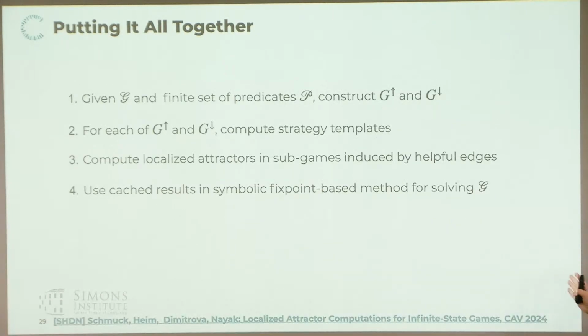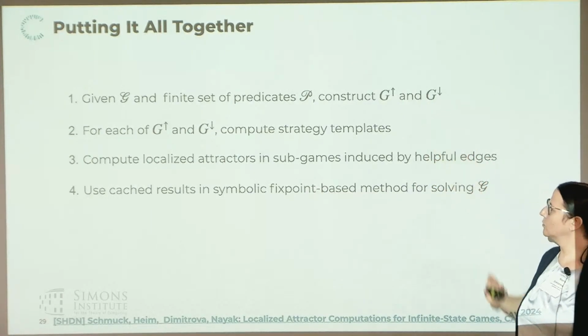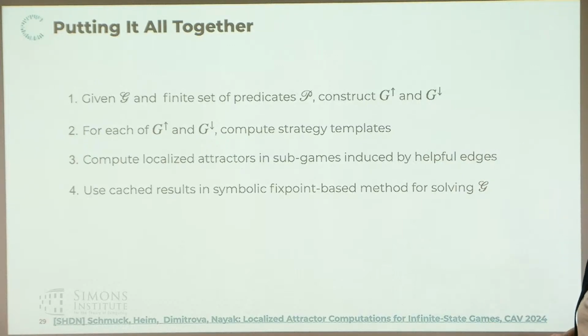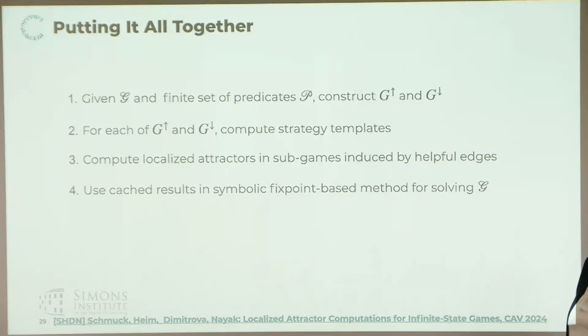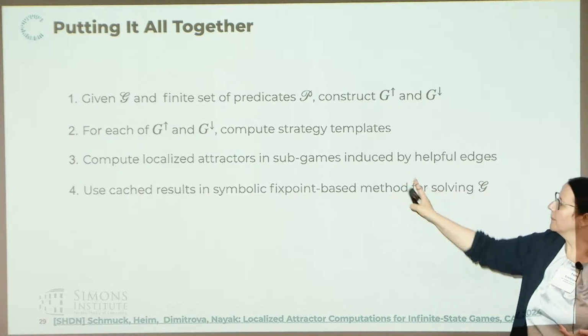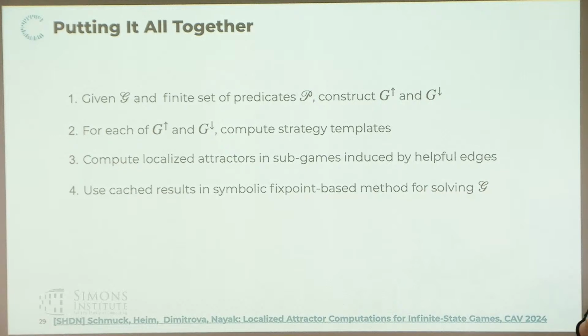Now, to put it all together, given a game and a finite set of predicates, we construct these two abstractions. And for each of them, we compute a strategy template for the over-approximated player. So we are optimistic, and we look at the player to whom we have given more power. From those, we extract our helpful edges and use them to construct these local sub-games.